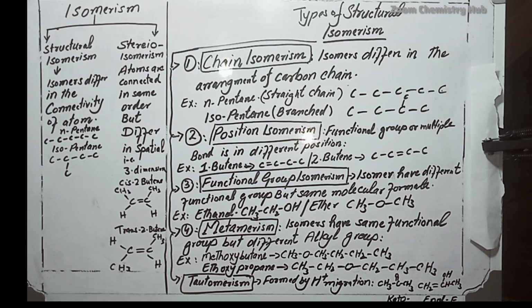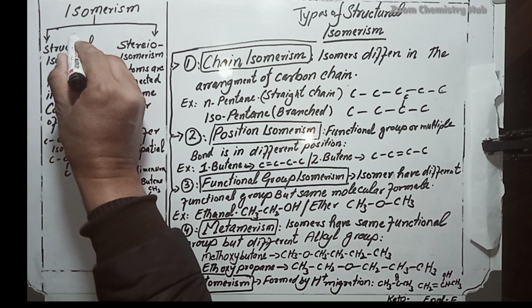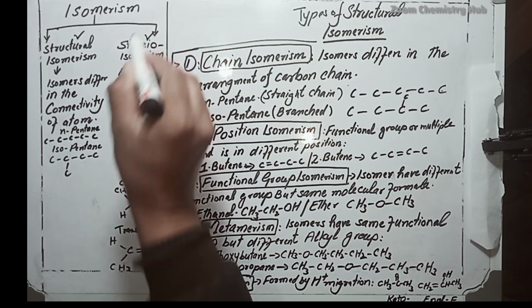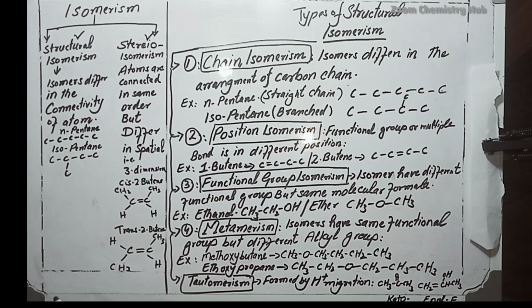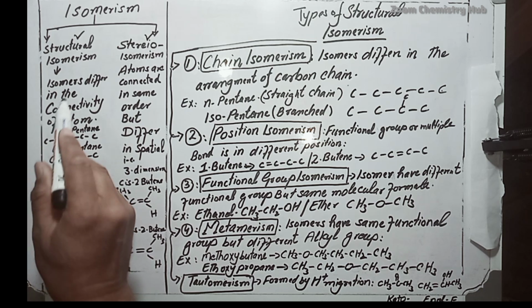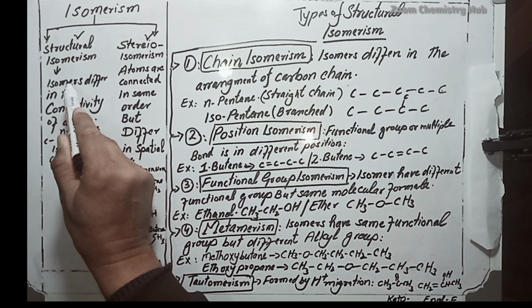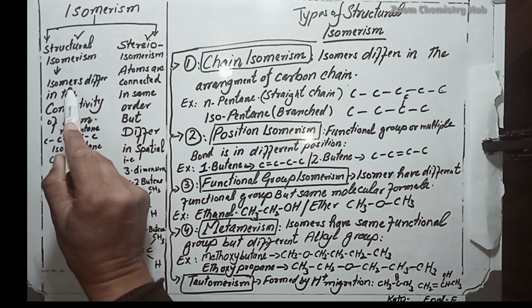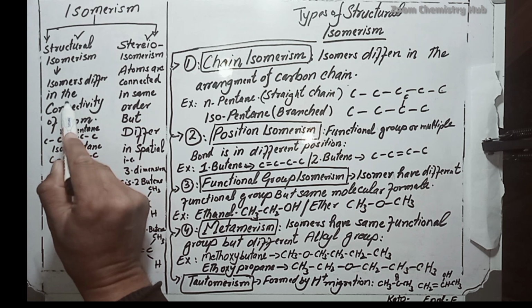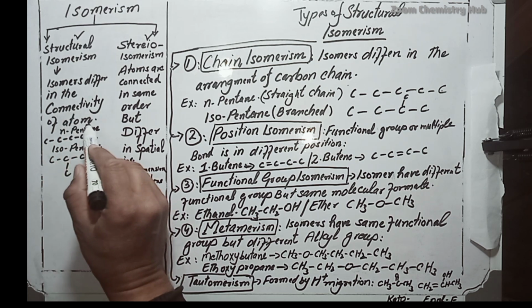Today in this video we will discuss isomerism. There are two types of isomerism, structural isomerism and stereoisomerism. Now we will discuss these two. Structural isomerism: in this type of isomerism, the isomers differ in the connectivity of an atom.